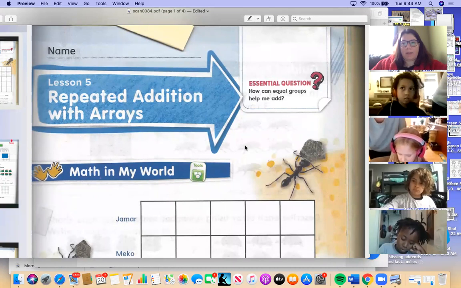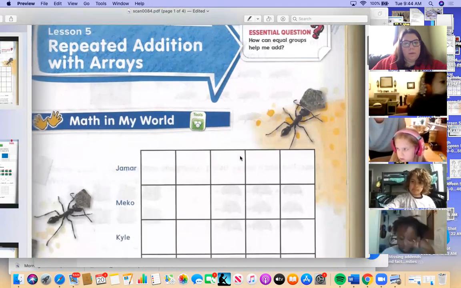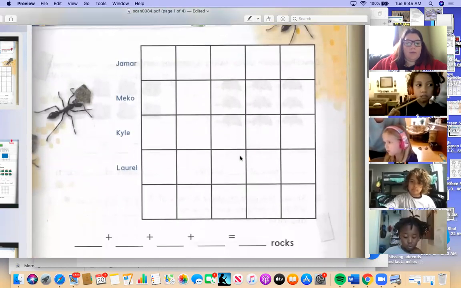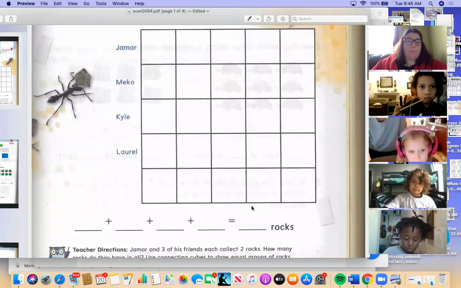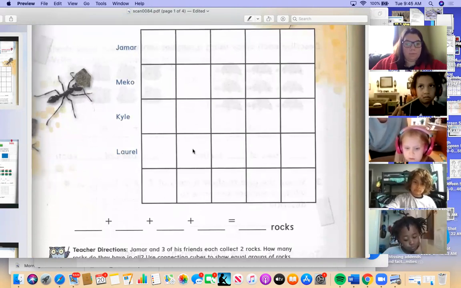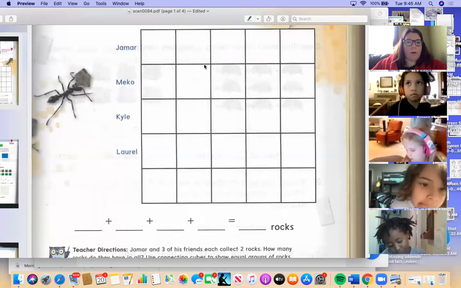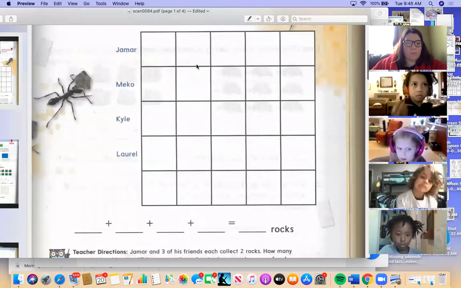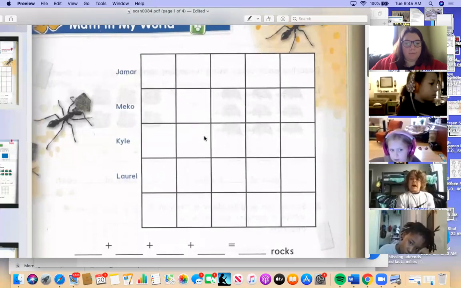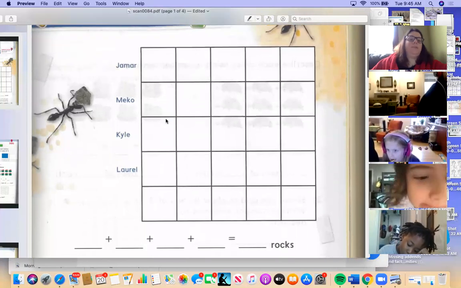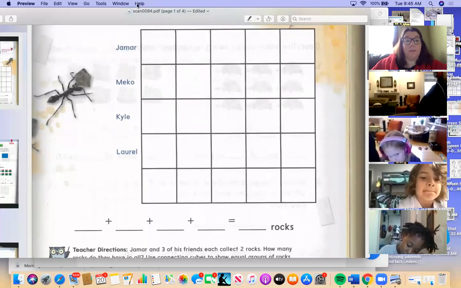So last week we talked about equal groups, repeated addition. How can equal groups help us to add? So arrays, it's still repeated addition. We have 1, 2, 3, 4 groups of 5. So if Jamar has 5 rocks, Miko has 5 rocks, Kyle has 5 rocks, Laurel has 5 rocks.